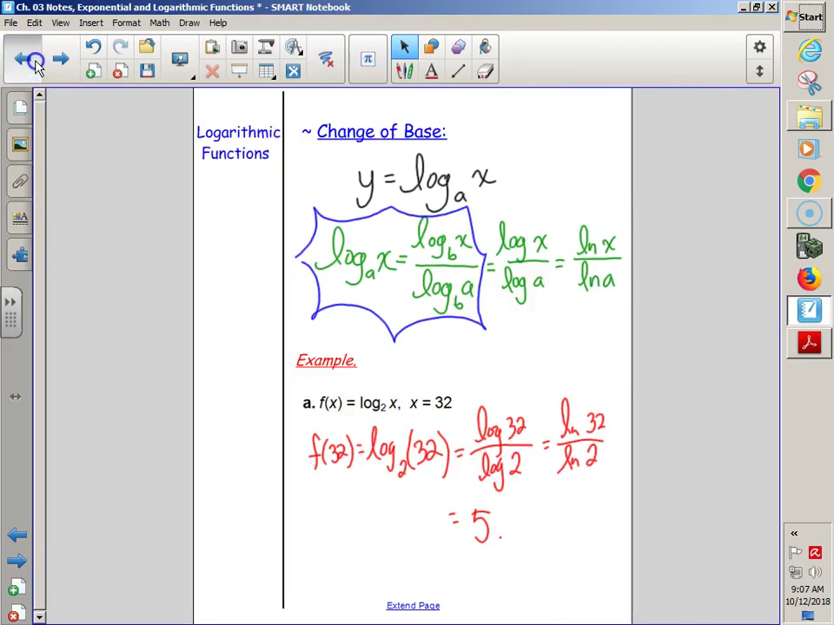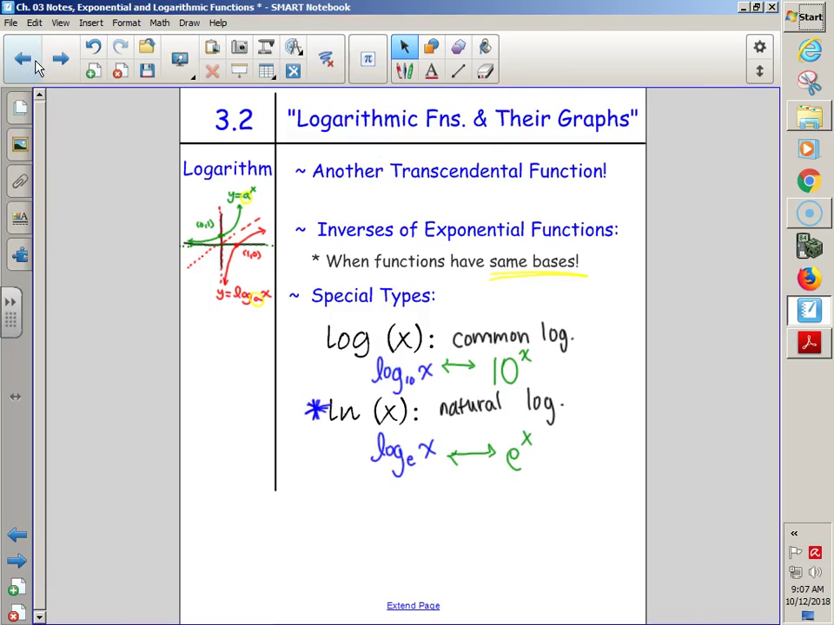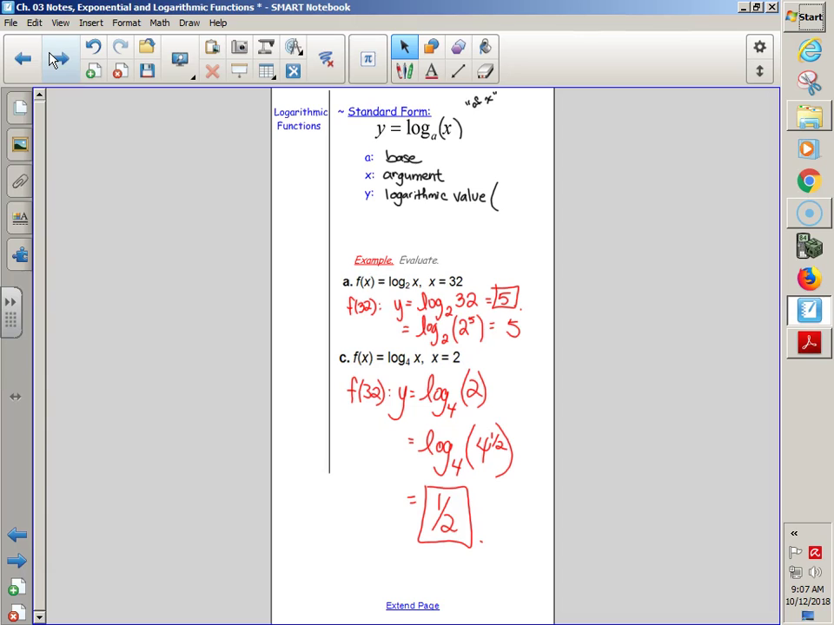What did we learn about logarithms yesterday? Anything? Anything new for you guys? Talked about the common log, the natural log, who their bases were. Change of base formula, that was an important formula, true.